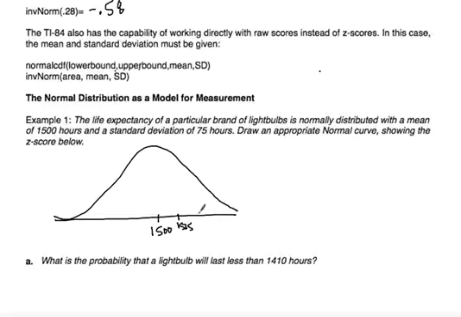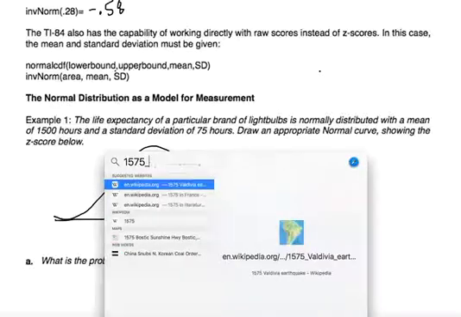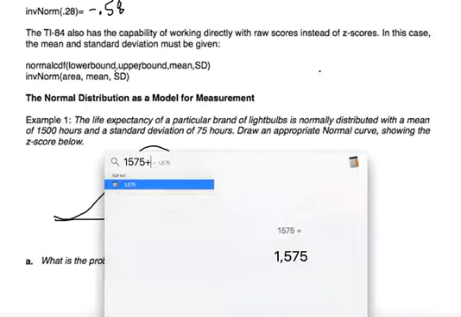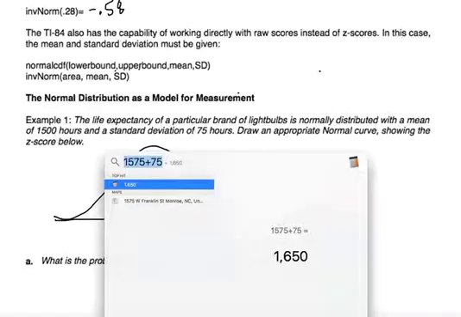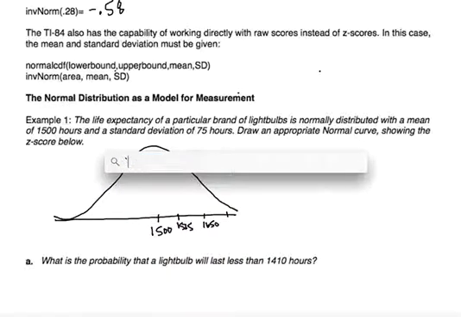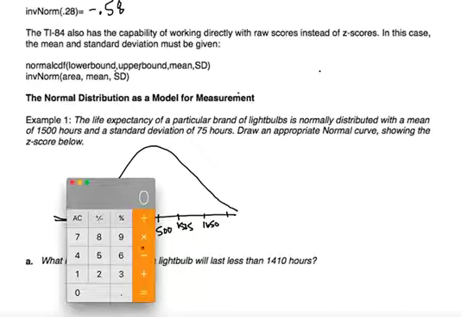Two standard deviations, which would be at 1,575 plus 75, and that would give you 1,650. And then you'd have 1,650 plus 75, which is 1,725.